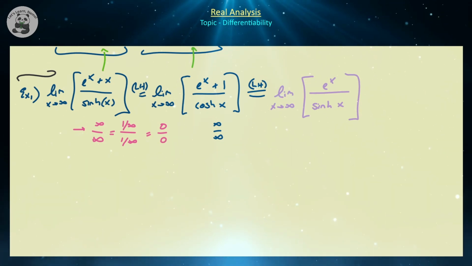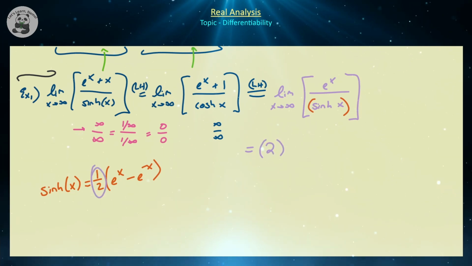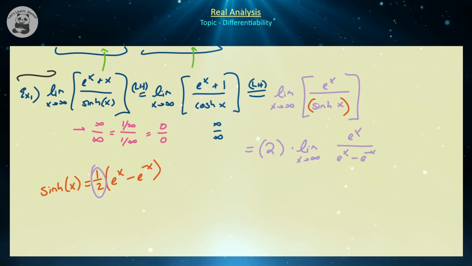What I'm going to do is multiply top and bottom of this expression by the exponential e to the minus x, but I'm going to first rewrite hyperbolic sine of x in terms of its exponential form. Because remember that the hyperbolic sine of x is just equal to 1/2 of e to the x minus e to the minus x. So once I make that substitution, this is just going to be equal to 2, the 2 from the 1/2, times the limit as x approaches infinity of e to the x over e to the x minus e to the minus x.